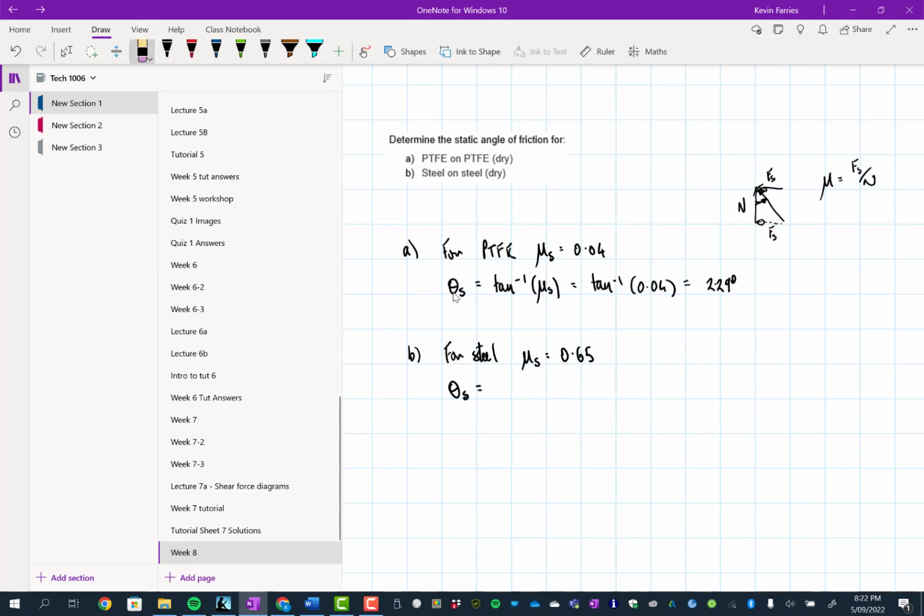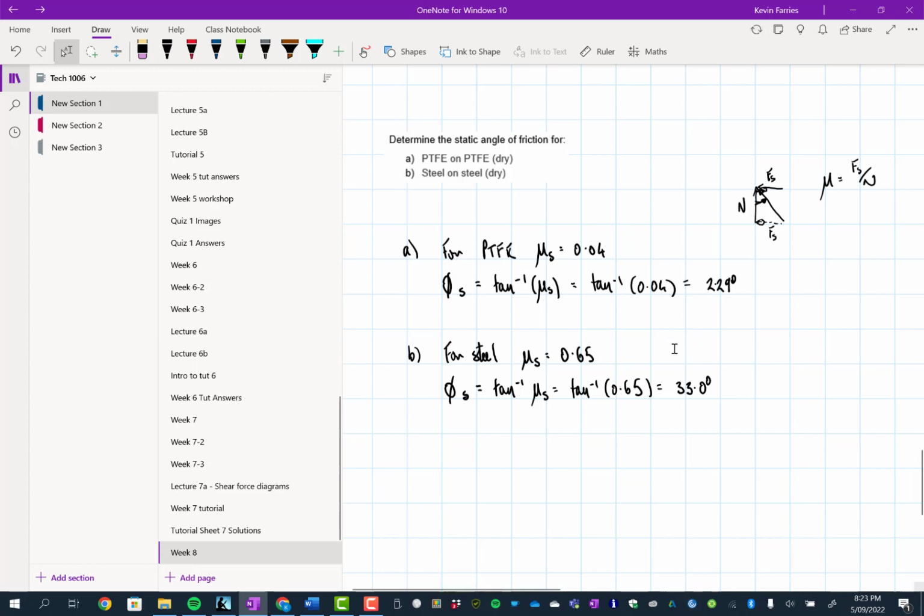So we're using the wrong letter there, sorry about that. It's phi they usually use. So for this angle of friction, phi s is equal to tan to the minus 1 of mu s, which is equal to tan to the minus 1 of 0.65, which is equal to 33 degrees. Okay, so when you get this higher friction, you get a higher friction angle, 33.0 degrees.